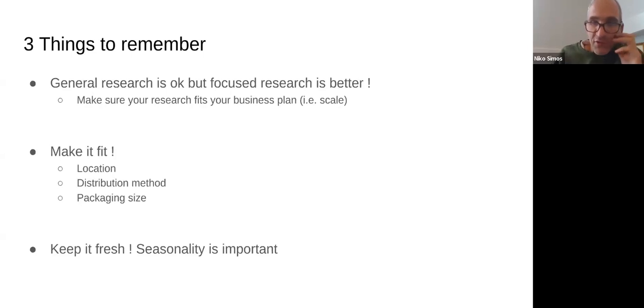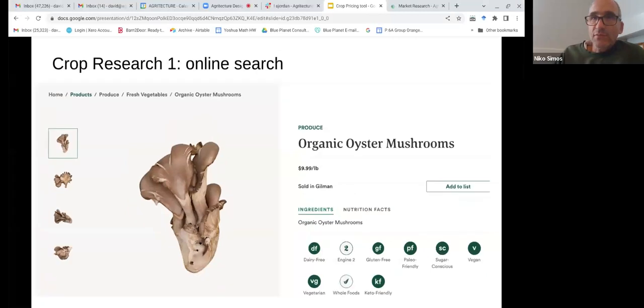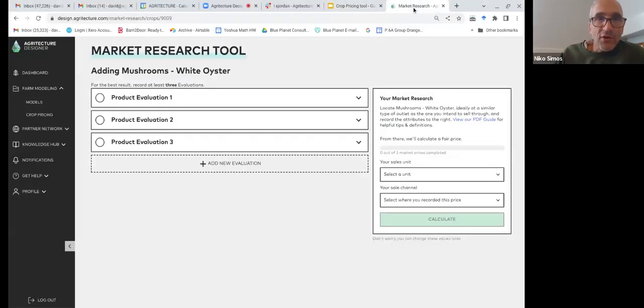Okay, so I'm going to conduct my market research for mushrooms. So here we go. My first step of market research is I did an online search for oyster mushrooms, right? So these are organic oyster mushrooms, and this is from the Whole Foods website, and I see that they're selling for $9.99 a pound. So I am going to now go back to my market research tool here and go to product evaluation 1.